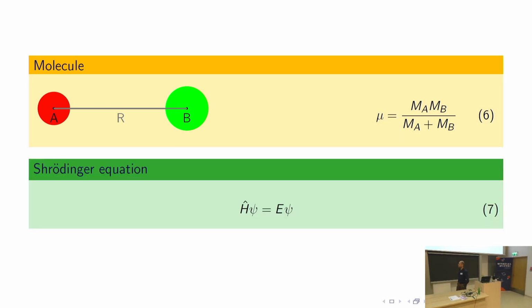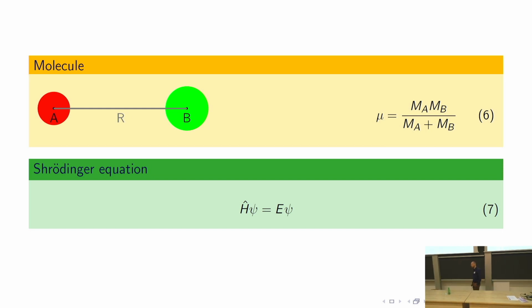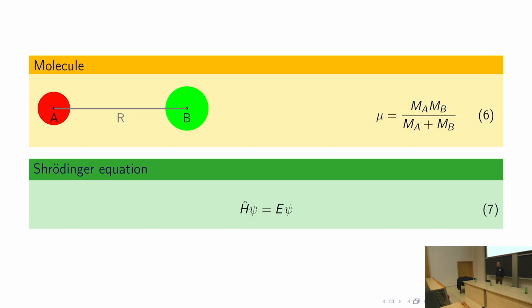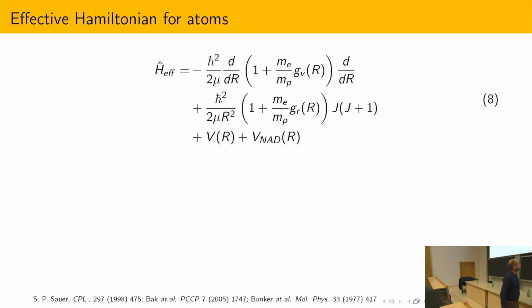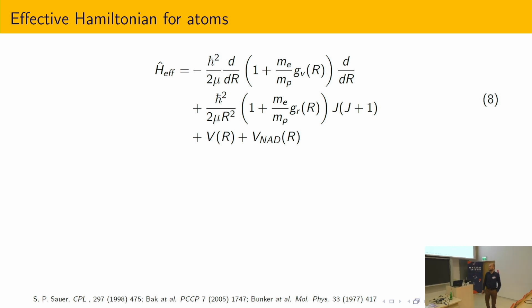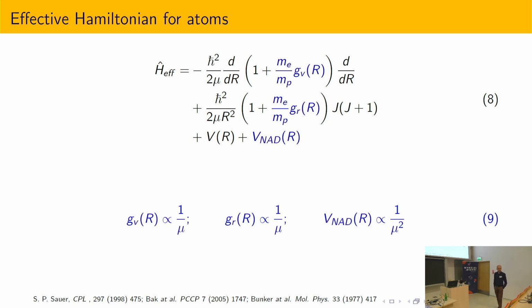In more formal language, it means that we are using a Schrödinger equation, which contains in principle the electronic and nuclear degrees of freedom, and we need to make the separation between these two types of movement. When we do this, after quite heavy analysis, we can get what is called the effective Hamiltonian for atoms. This effective Hamiltonian for atoms contains several terms. I have to underline that three of them describe the non-adiabatic contribution.